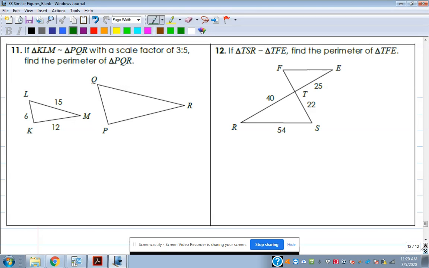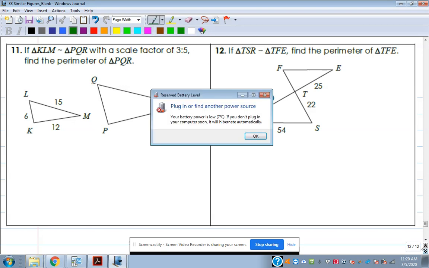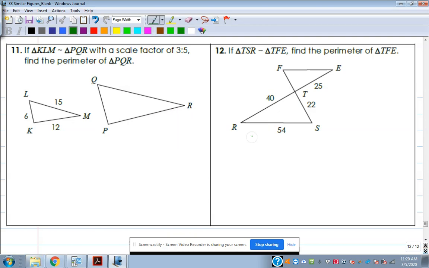We need to set up a proportion here. We want to find the perimeter of the bigger one. We don't know it, but we do know the perimeter of this one. So we could set up 6 plus 12 plus 15 is 33. Yeah, it's 33 over the perimeter of PQR, which we don't know, equal to the ratio 3 over 5. And then cross multiply. 33 times 5. I don't know what that is, but I know that x would be 11 times 5 is 55.